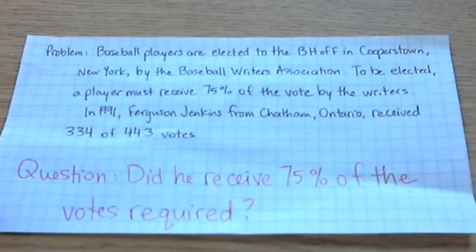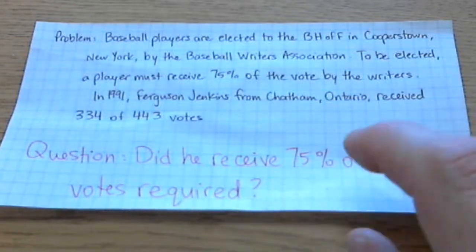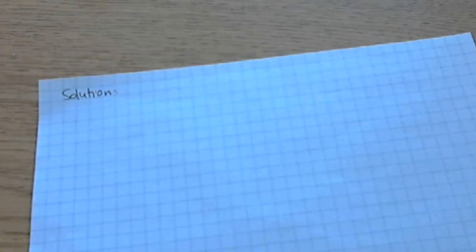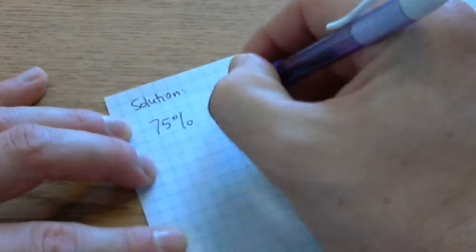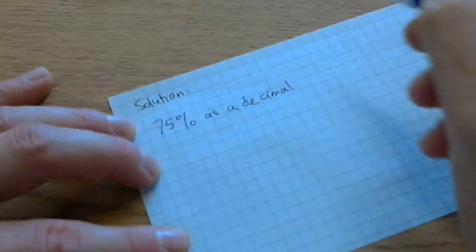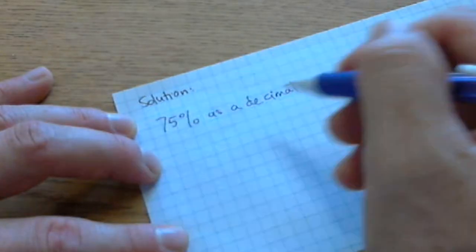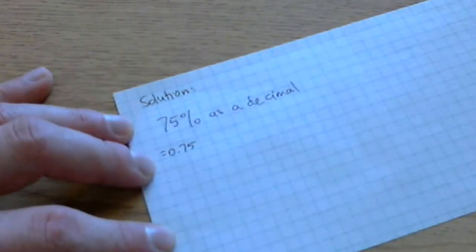So then the main question that we're going to be considering is, did he actually receive 75% of the votes required? So in order to solve that, we need to do a few things. First of all, we need to consider 75% as a decimal. And remember from yesterday, we talked about converting percents to decimals, and all we have to do is take that number and divide it by 100, so we get 0.75.